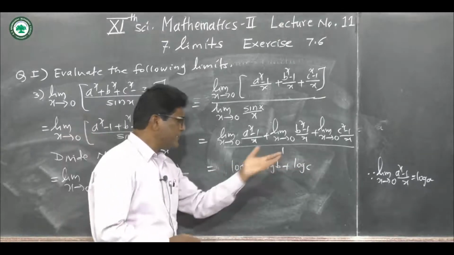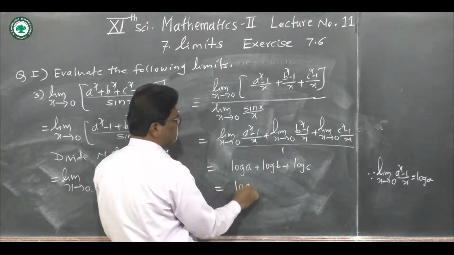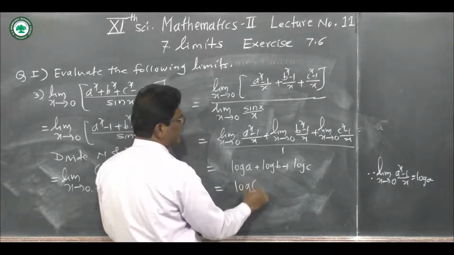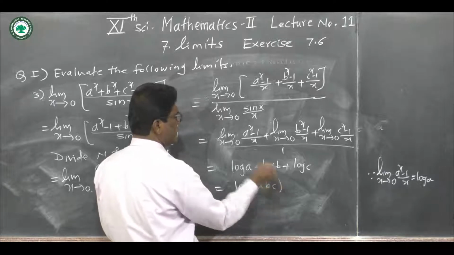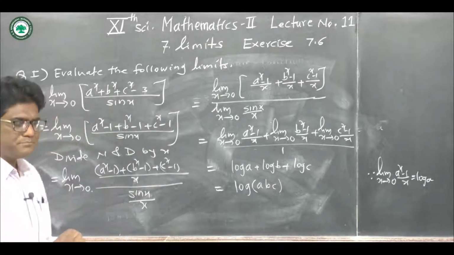There is no need to write this one. So it is equal to, now take log common, so log of, when there is addition we take multiplication, a b c, log of abc. This is the final solution.